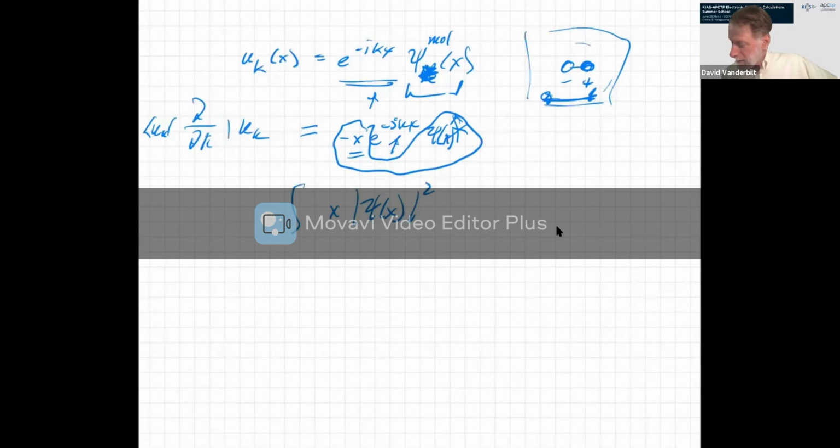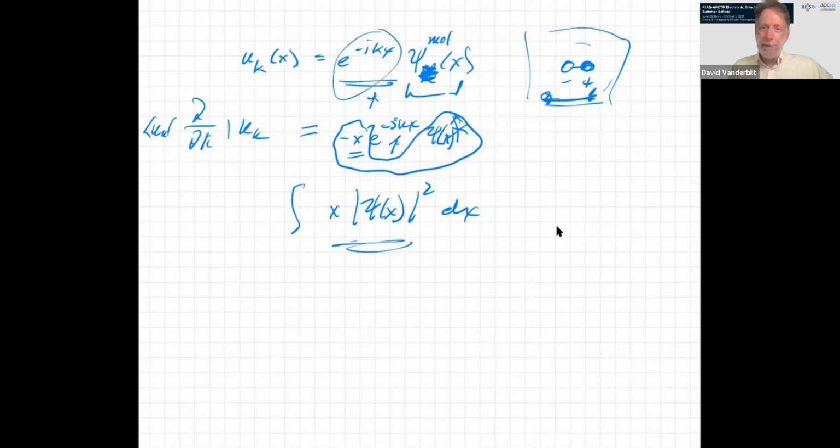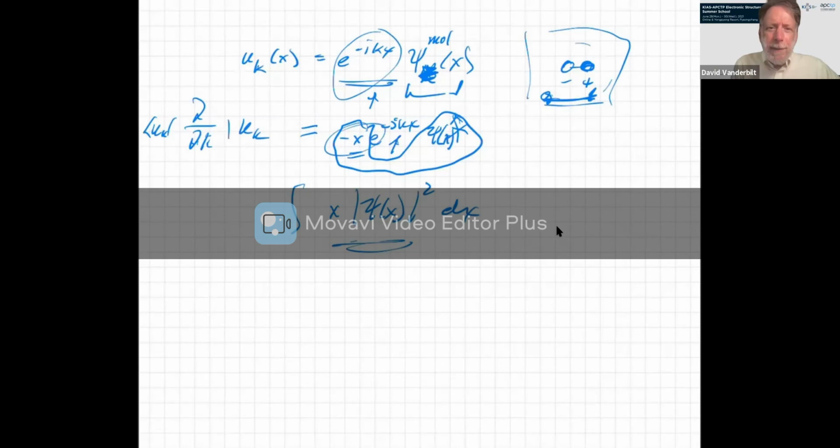So again, the trick is that you have to use the cell-periodic function, not the Bloch function. It has this extra k derivative behavior, which represents the x. So that's the answer to the question in the chat. So it must be really helpful to all the students here.